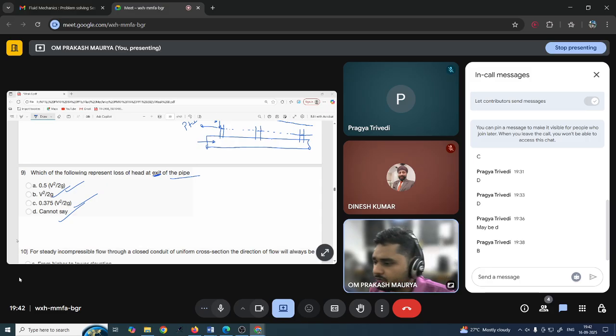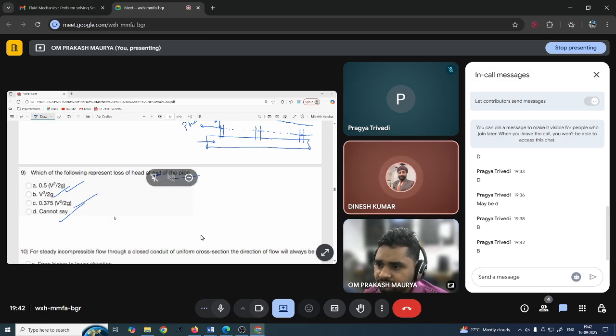Okay. So here is your final answer. Please just try to write your answer. If you do not know, just Google, whatever you get, the answer. You just write yes, v square by 2g. That is fine. Sir, this will be 0.5 v square by 2g, no, sir? Exit loss. Dinesh, you are not audible. If you want to say something, you are not audible. Please. Sir, this is A.